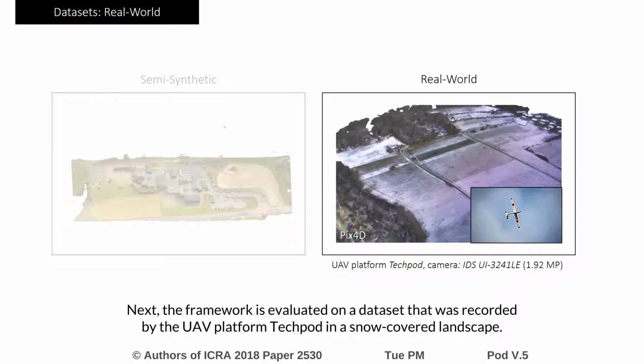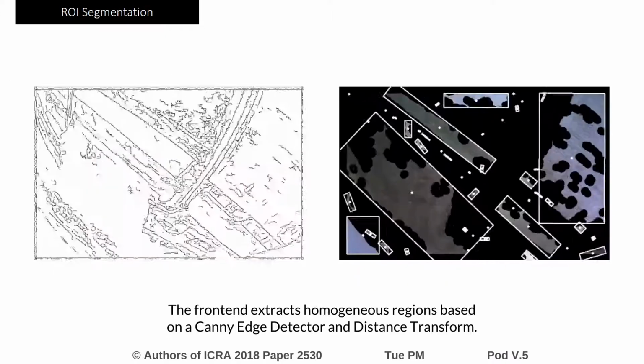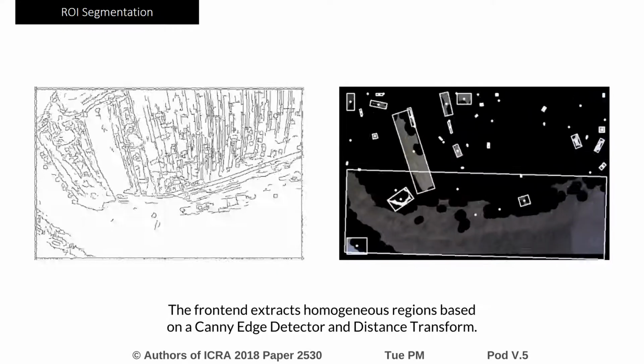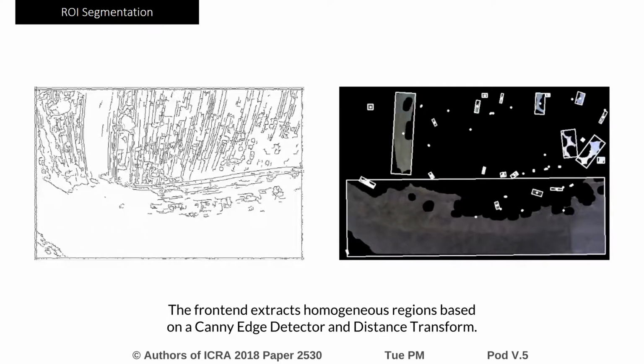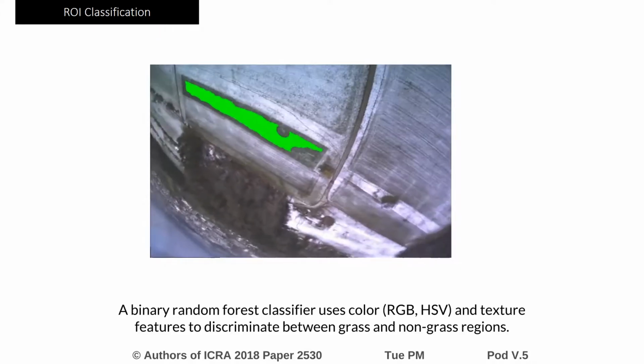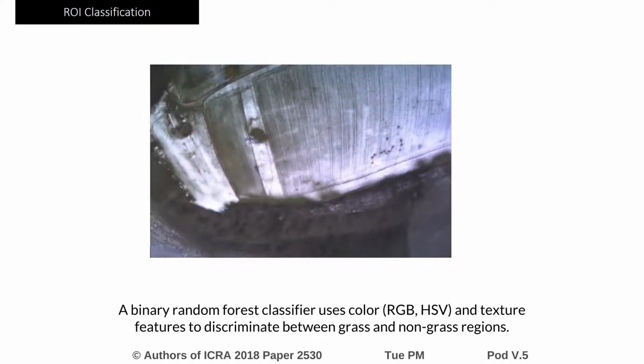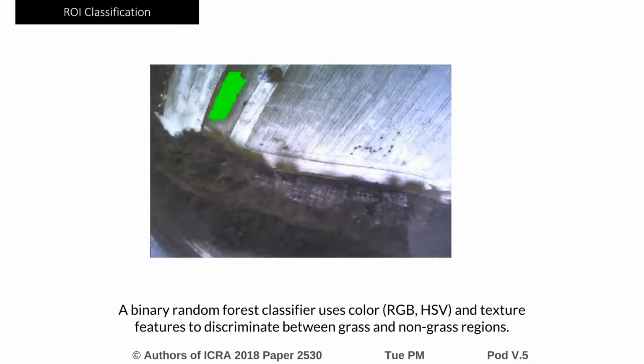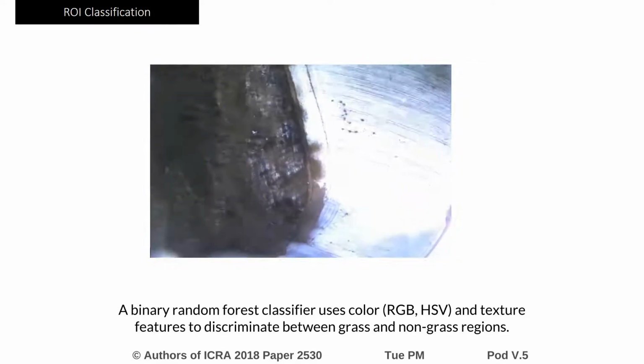Next, the framework is evaluated on a dataset that was recorded by the UAV platform TechPod in a snow-covered landscape. The front end extracts homogeneous regions based on a Canny edge detector and distance transform. A binary random forest classifier uses color and texture features to discriminate between grass and non-grass regions.